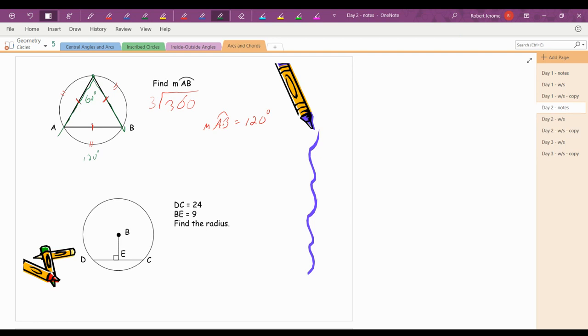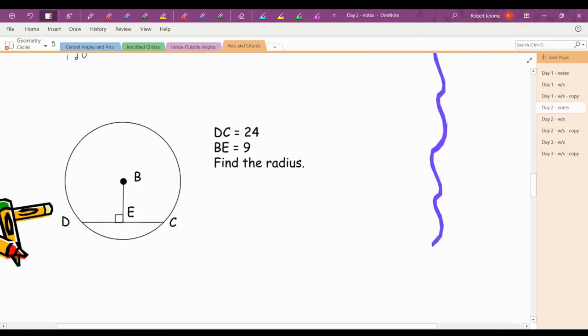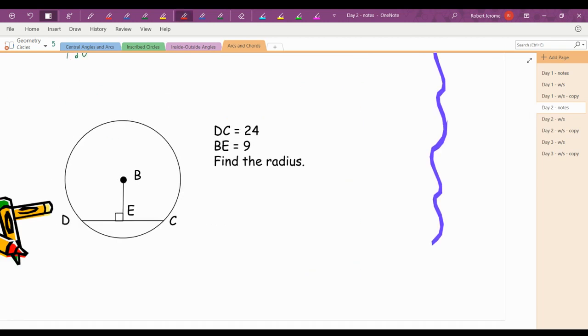Now let's transition that into today's work. Looking at the next question, I'm just going to blow this up a little bit. So let's see what we have. DC is 24. But I want you to notice BE right here, that's a part of a radius or a part of a diameter. Since it's perpendicular, it bisects the chord. So the whole chord is 24, but this piece is 12, and this piece is 12. BE, we were told, is 9.